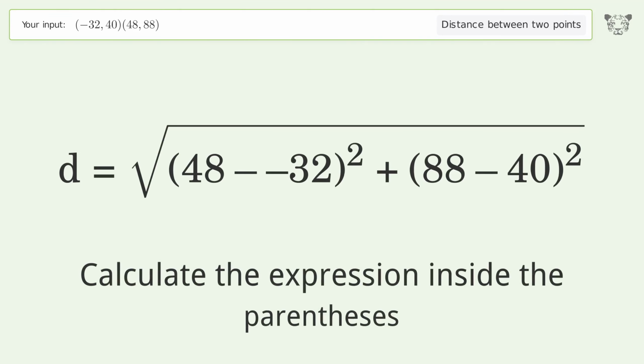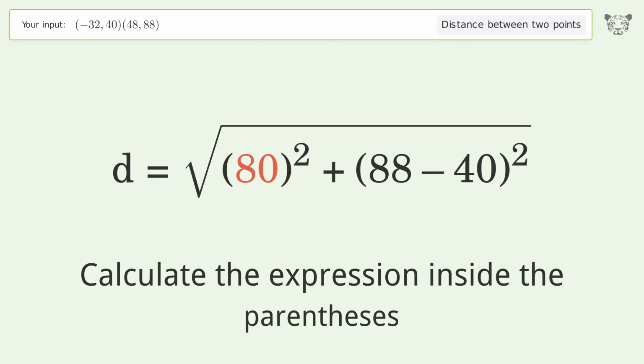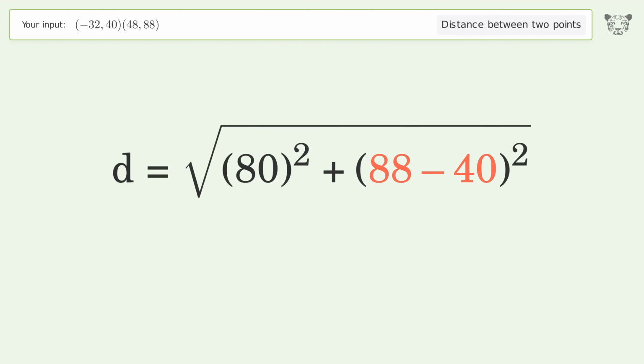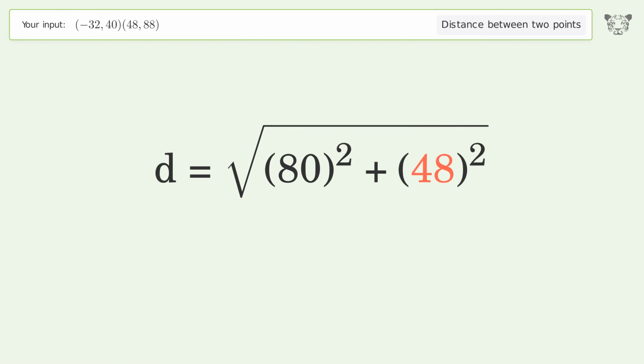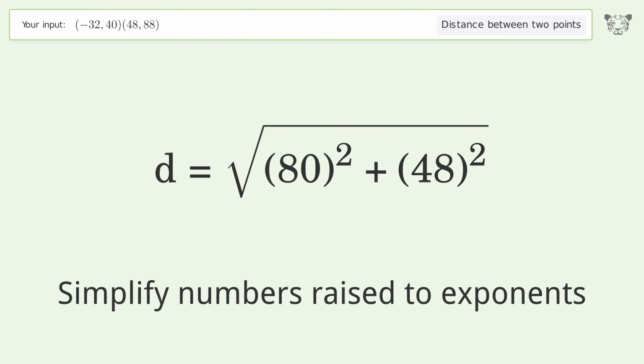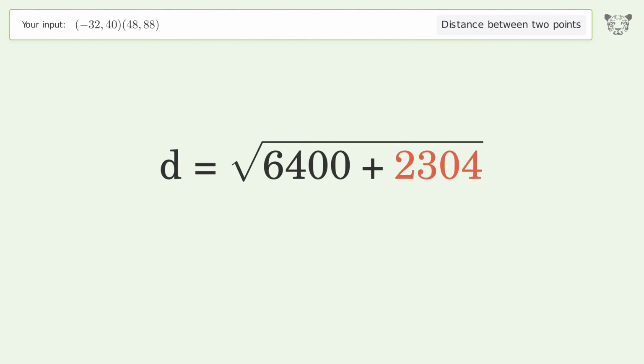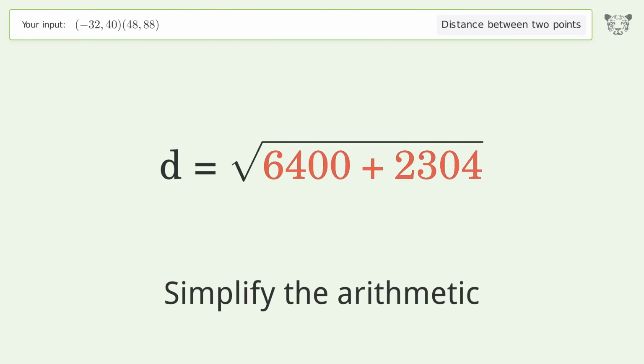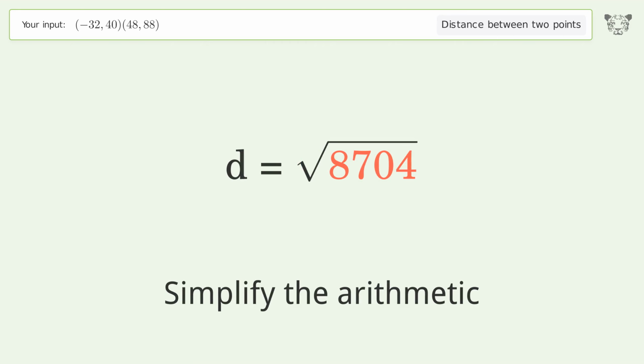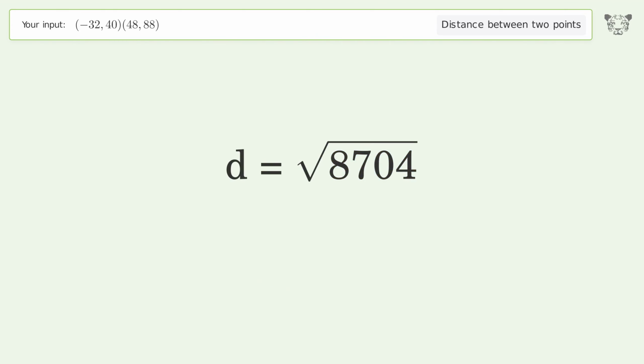Calculate the expression inside the parentheses. Simplify numbers raised to exponents. Simplify the arithmetic. And so the distance between the 2 points is the square root of 8,704, or 93.295.